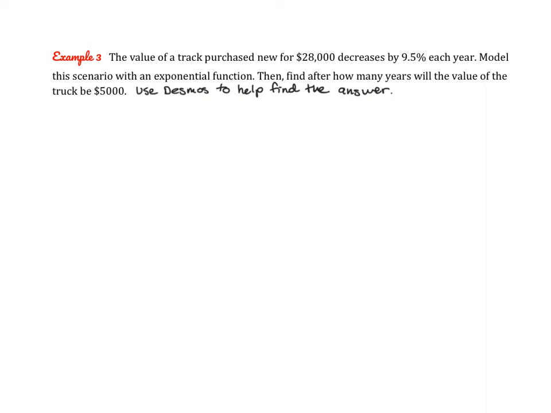All right, so let's try one more together. This one says the value of a truck, sorry, this was supposed to say truck, a car, purchased new for $28,000, decreases by 9.5% each year. Model this scenario with an exponential function. So we'll start with that. Again, we're going to be using our model. f of t gives you the value given time in years gone by. So we do a times 1 plus or minus r to the power of t.